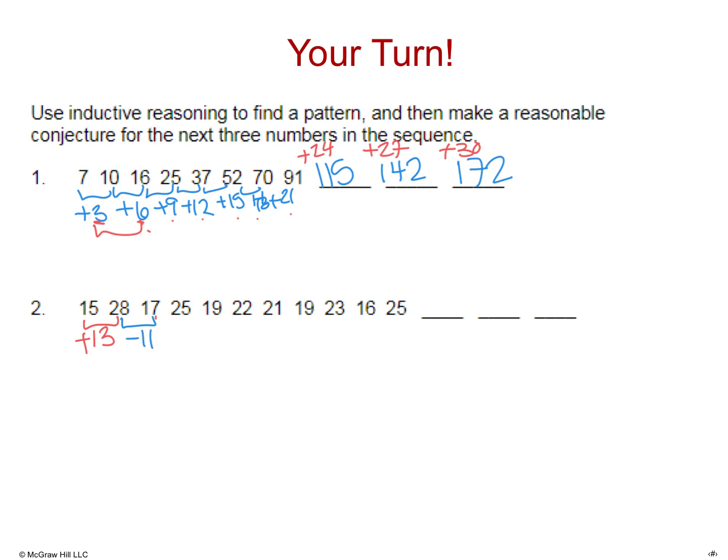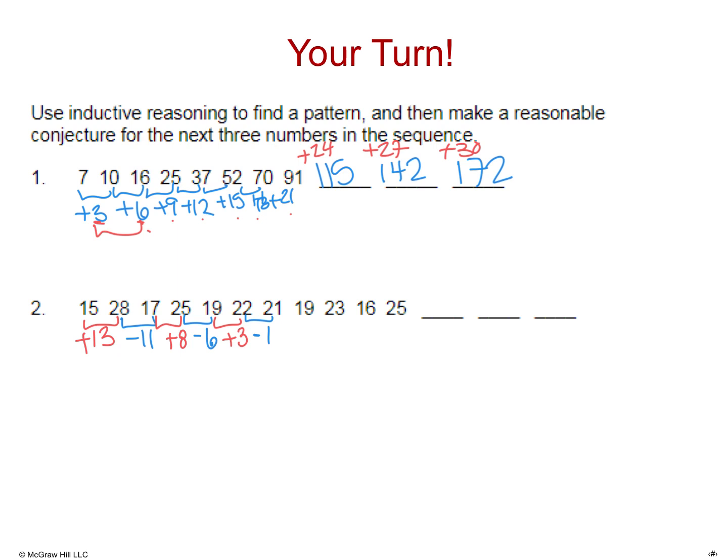And then from 17 to 25, it looks like it's increasing by 8. 25 to 19 is decreasing by 6. And then 19 to 22 would be increasing by 3. And then 22 to 21 is decreasing by 1.